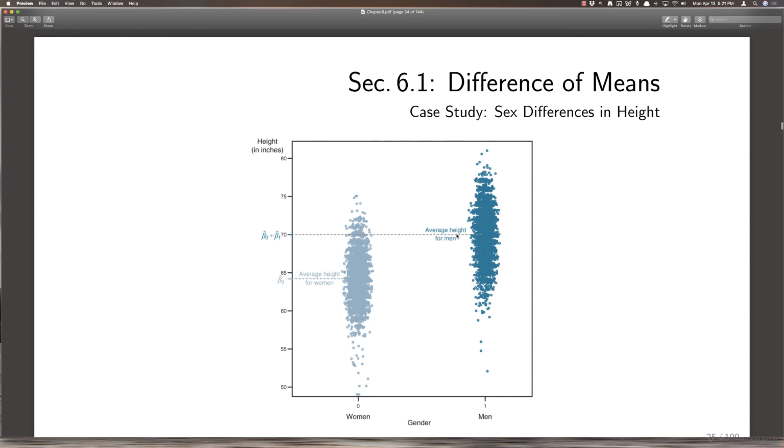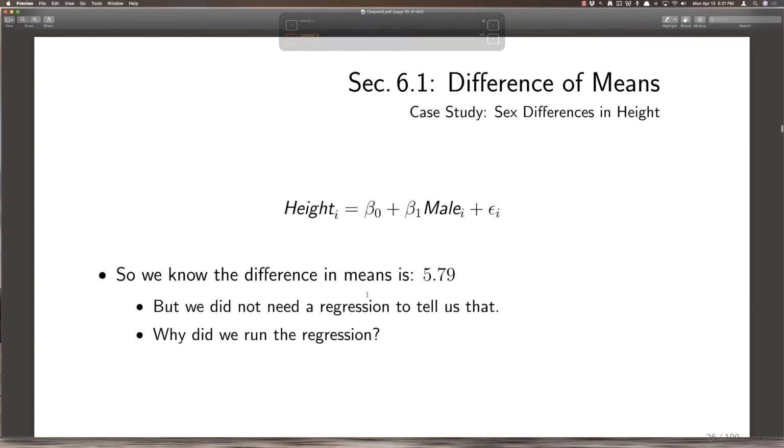So here is what this looks like. Here's the average height for males, the average height for females, and then the difference is the slope. And so the slope would look something like that. The slope of that line is the measure of the difference in the average between the two groups. So we know the difference of means is 5.79, but we didn't really need a regression to tell us that, right? We had the data sets originally. We could have averaged all the males' heights, averaged all the non-males' heights, and found the difference, right? So why are we going through all this linear regression?